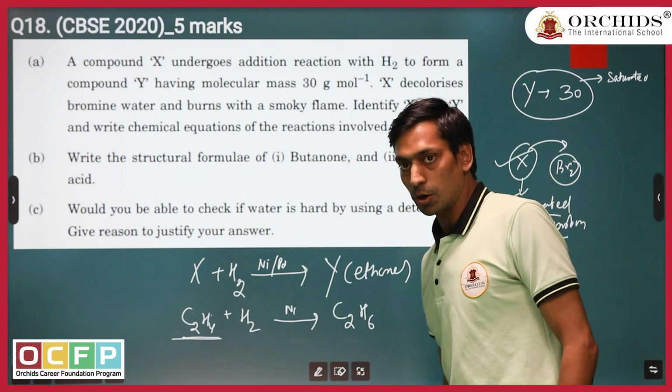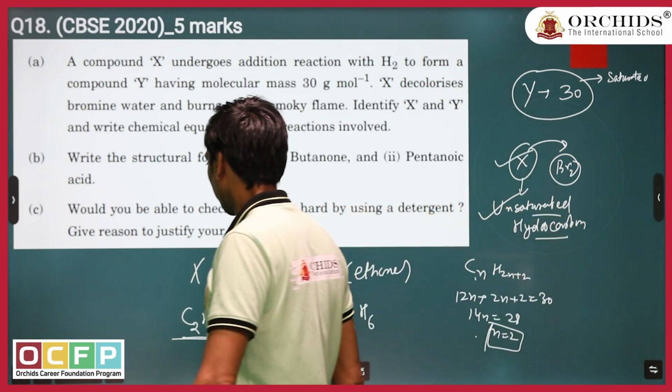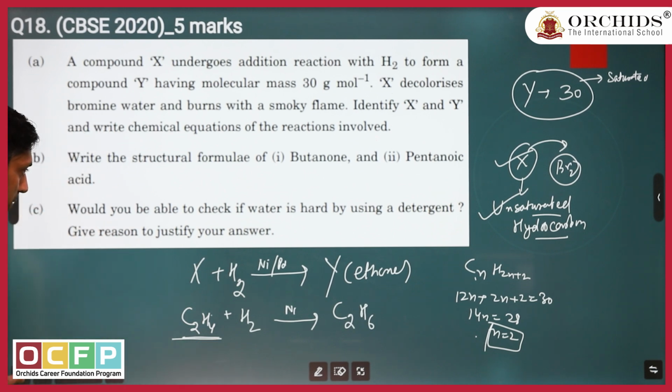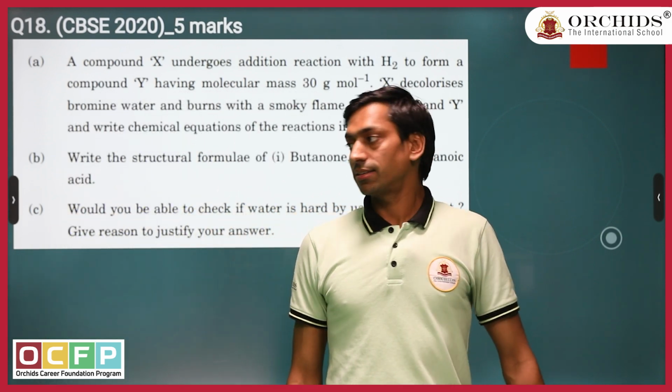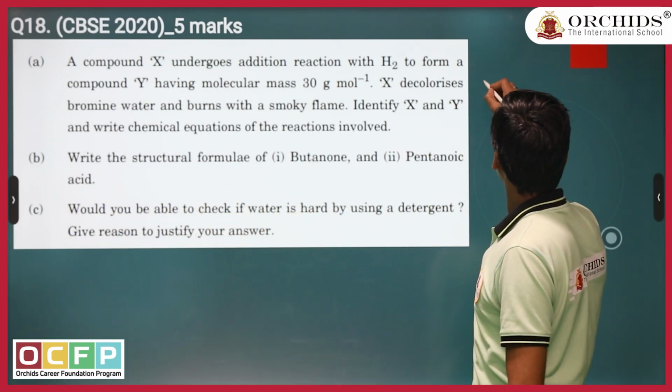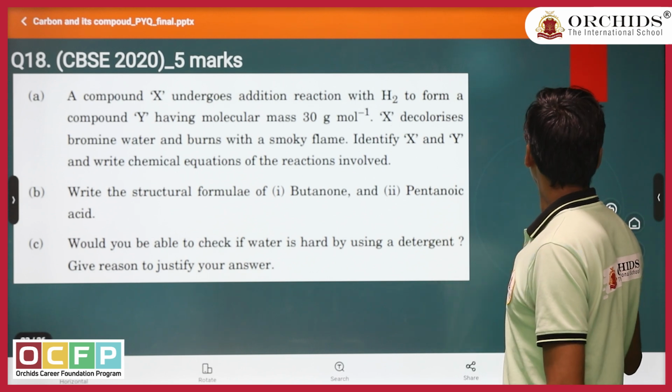Okay, the first part is done. Now in the second part: write the structural formula of butanone and pentanoic acid. So first we have butanone.